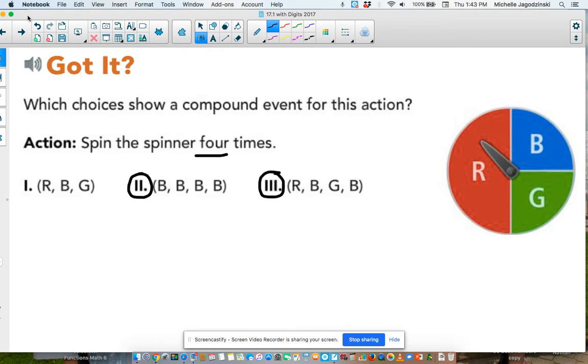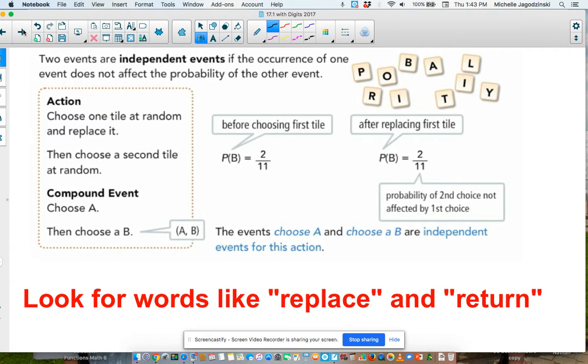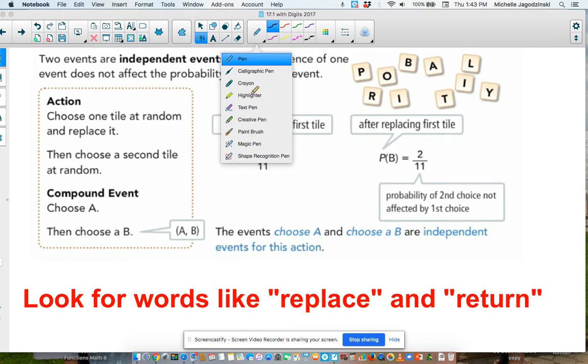Now what we need to do is we need to know the difference between an independent event and a dependent event. And I know you were introduced this last year as 6th graders, but we're going to go ahead and talk about it again this year as 7th graders. And it says 2 events are independent events if the occurrence of one event does not affect the probability of another.